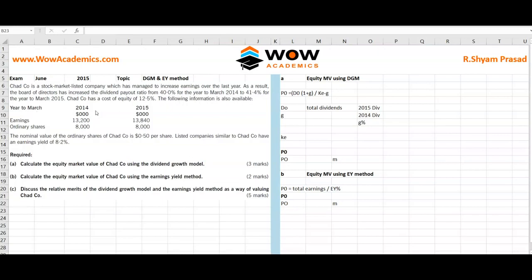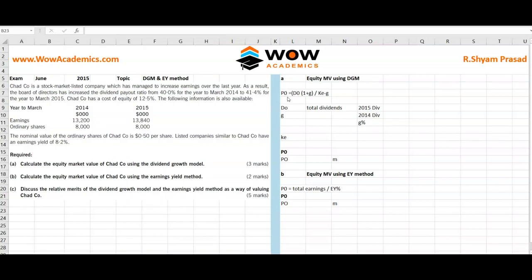So we have the 2014 data and 2015 data, and the numbers given are in thousands. So we have earnings, we have ordinary shares, and then he tells the nominal value of the ordinary shares of Seco is 0.5 per share. Listed companies similar to Seco have an earnings yield of 8.2%. So to do this problem, I have already created a format. So for A, this is the format. We have to value the equity using the dividend growth model.